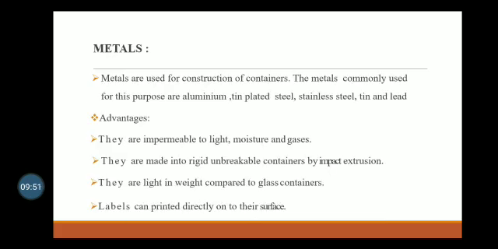And metals. Metals are used for construction of containers. The metals commonly used for this purpose are aluminium, tin plated steel, stainless steel, tin and lead. Advantages: they are impermeable to light, moisture, and gases. They are made into rigid unbreakable containers by impact extrusion. They are light in weight compared to glass containers. Labels can be printed directly on their surface.